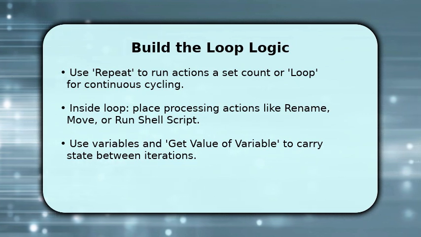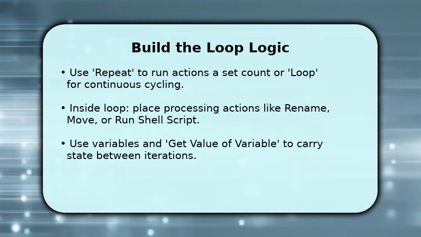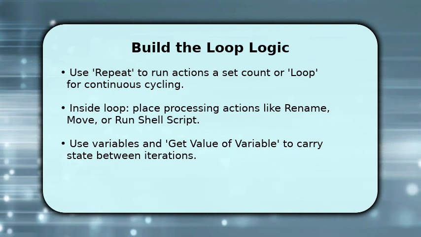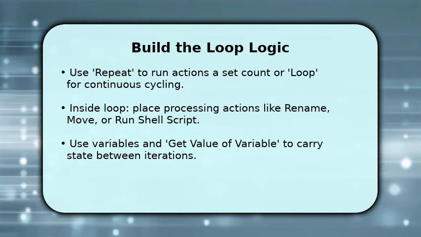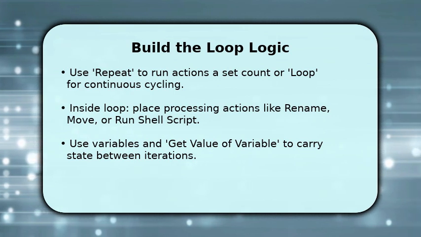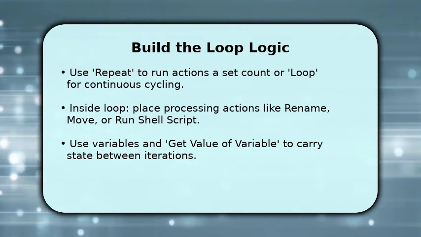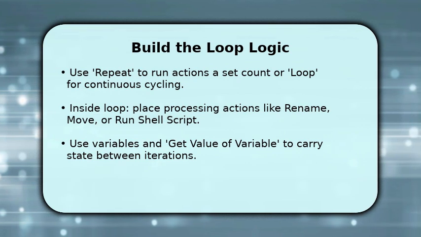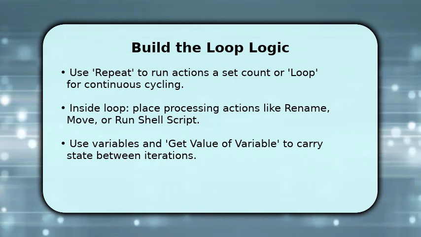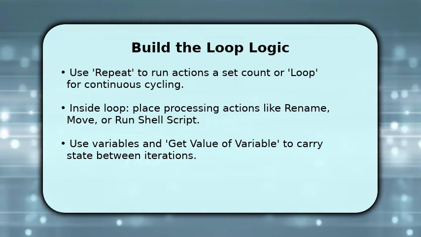Inside that container, add processing steps such as rename Finder items, move Finder items, or run shell script to act on each iteration. Once done, use variables and get value of variable to preserve state between iterations, and keep actions atomic so failures don't corrupt the whole set.